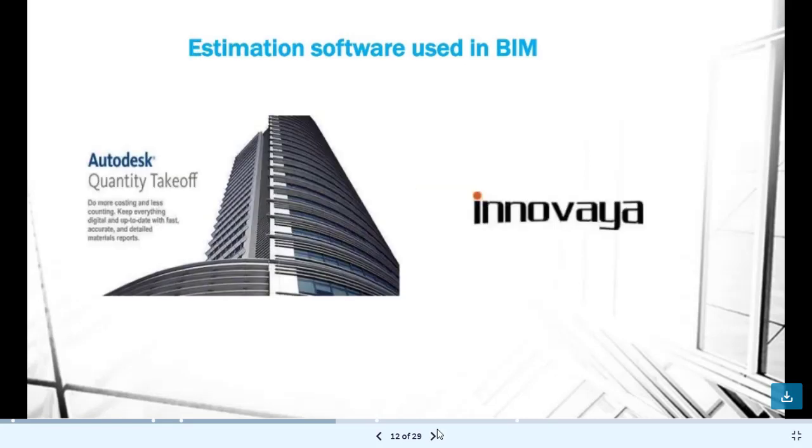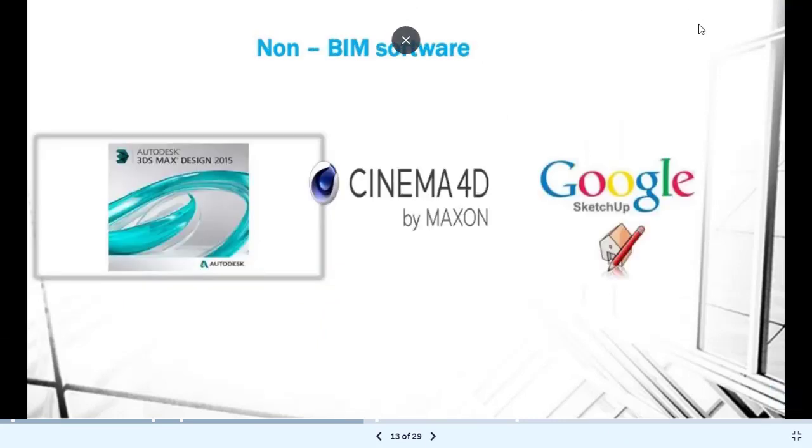Next, estimation software used in BIM. Estimation software means we have to estimate the time, cost and so on. Next, Autodesk Quantity Takeoff. Next, non-BIM software. These three are non-BIM software: Autodesk 3ds Max, Cinema 4D by Maxon, and Google SketchUp.